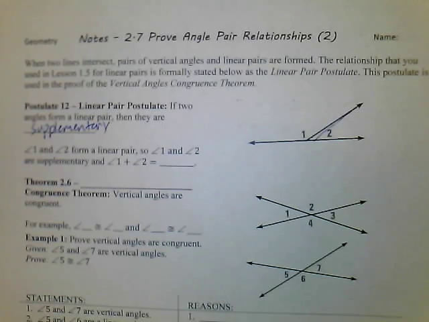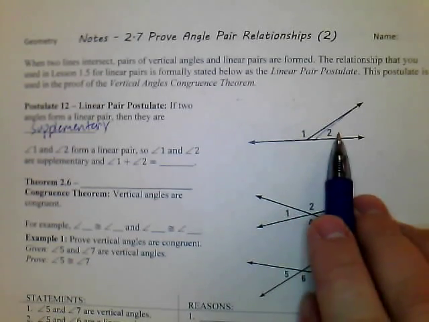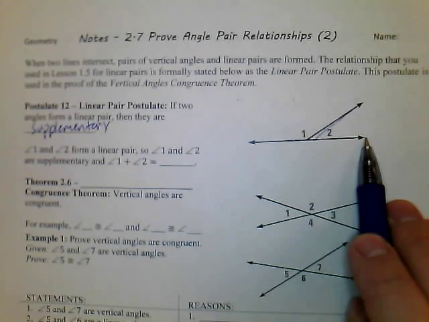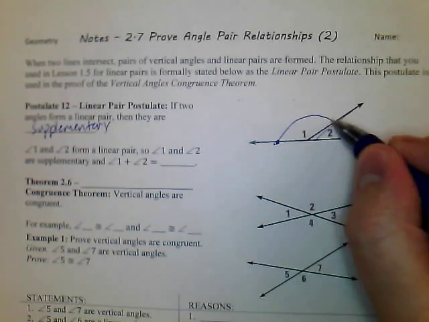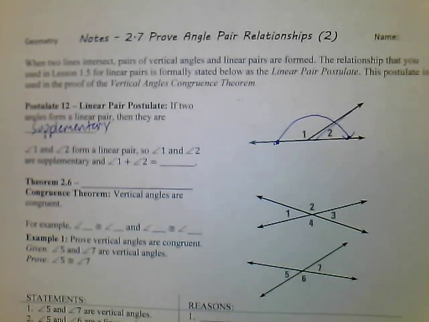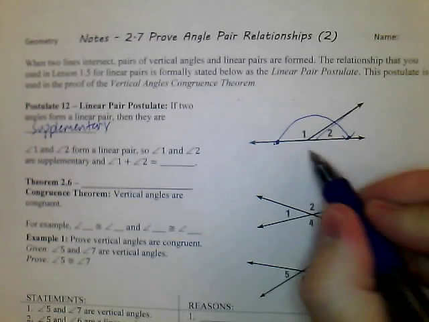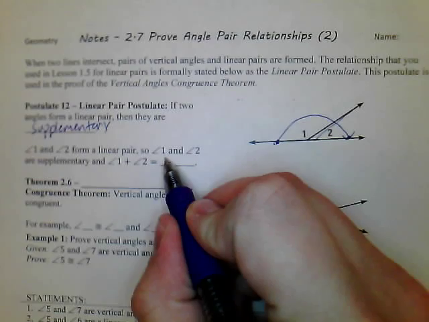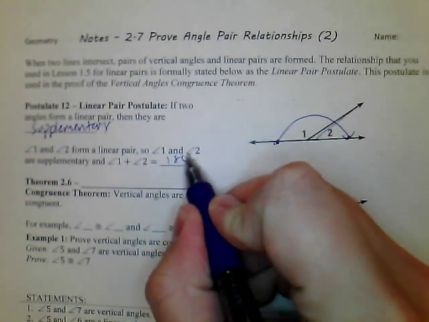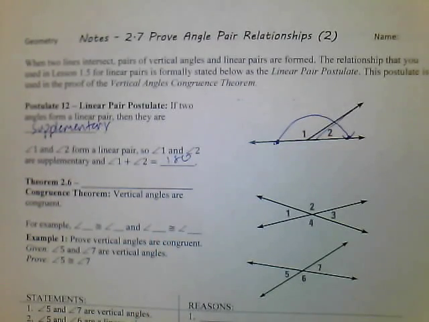Linear pairs are always going to be supplementary because they add up to a straight line. You can see when we put angles 1 and 2 together, we get this straight line right here. And a straight line is 180 degrees. If you think about having a point here and a point here, and if we were to rotate around, that would be a rotation of 180 degrees around this vertex here. So if angles are supplementary, that means they add up to 180.